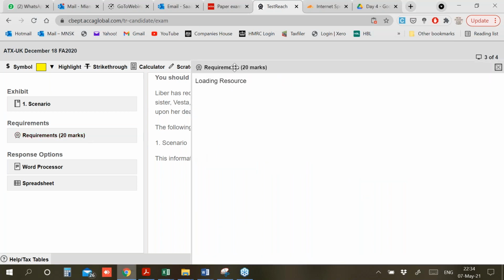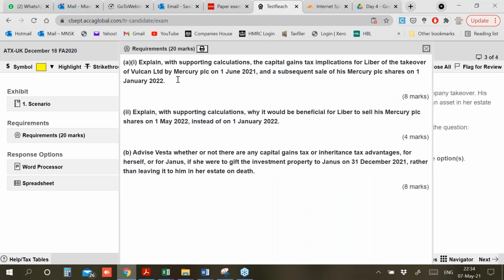So let's read the requirements first. Explain with supporting calculation the CGT implications for LIBOR for takeover of Vulcan Limited by Mercury plc on 1st June 2021 and a subsequent sale of his Mercury plc shares on January 22. So we have to tell the CGT implications along with supporting calculations, and the topic relates to takeover. We'll discuss takeover in a bit.